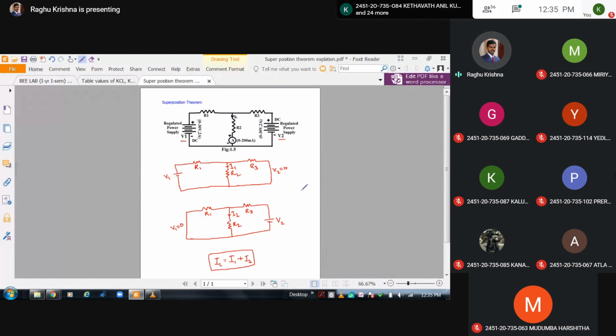So do you have any doubts in this explanation? IL is equal to I1 plus I2. See here, IL is the current flowing through the branch when two voltage sources are acting, and I1 is the current flowing through the same branch if only V1 is acting alone, and V2 is equal to 0. Suppose if you apply only V2 and V1 is equal to 0, then the current flowing through the branch is I2. So superposition theorem states that IL is equal to I1 plus I2.